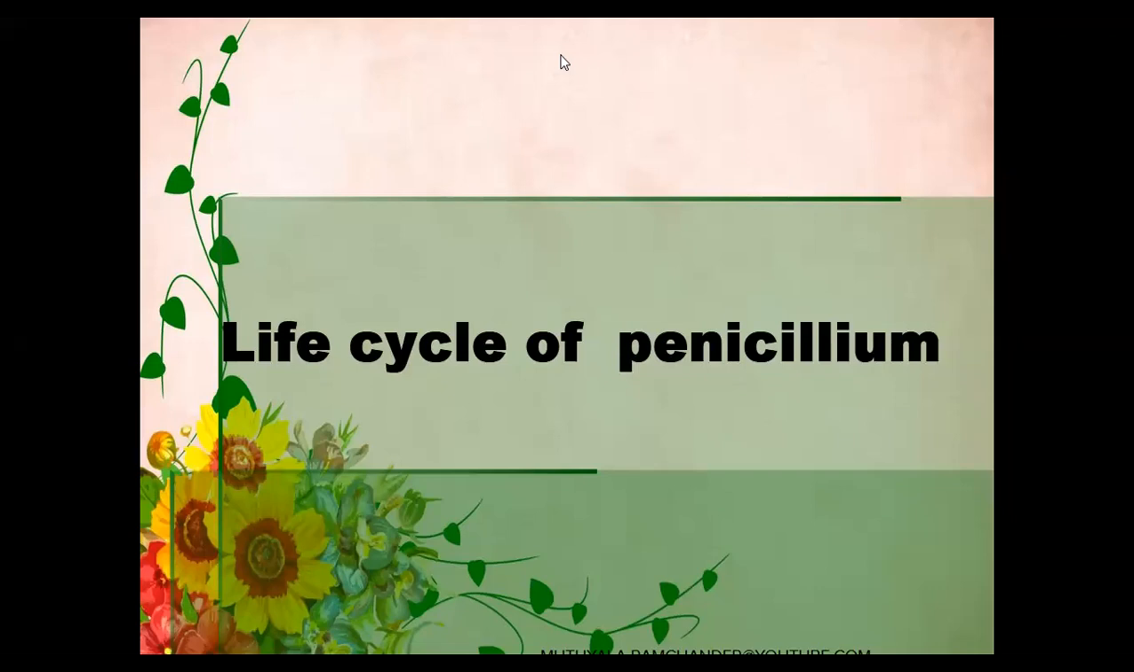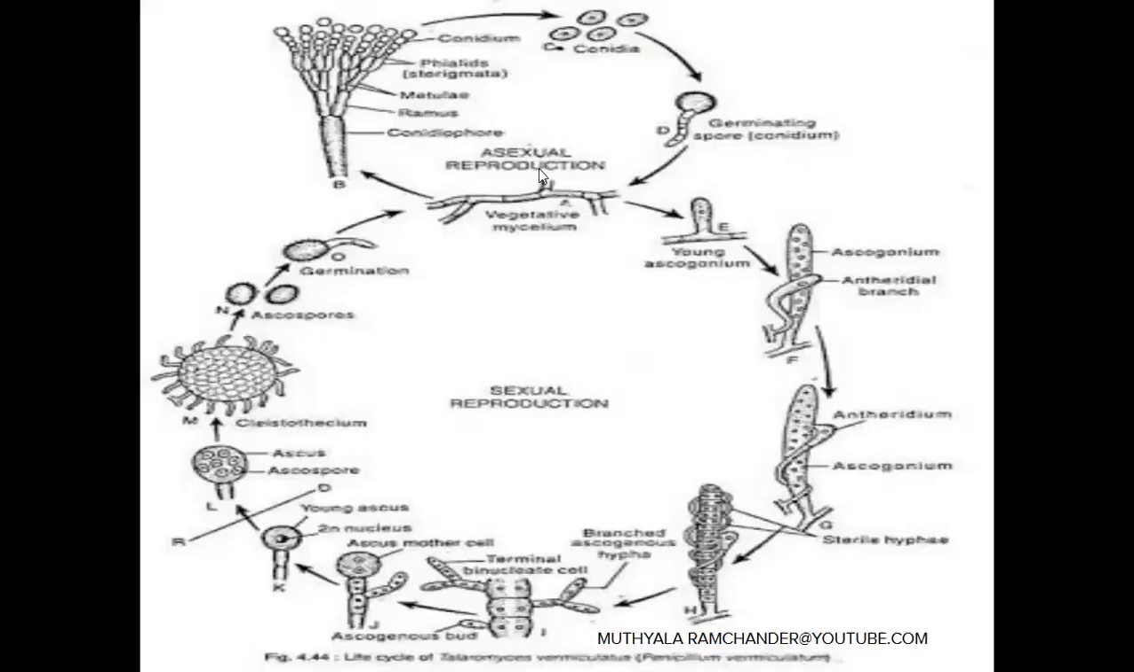Penicillium life cycle shows mainly sexual reproduction and asexual reproduction. Asexual reproduction occurs in the favorable conditions of the mycelium.